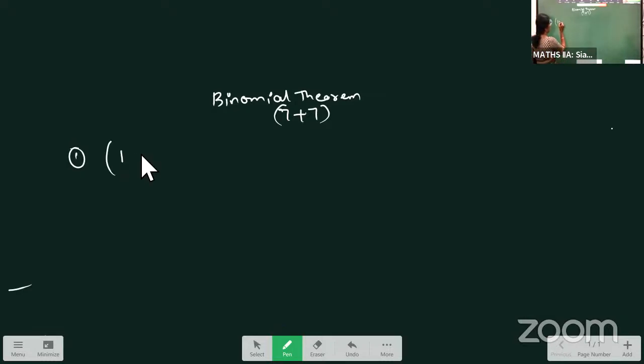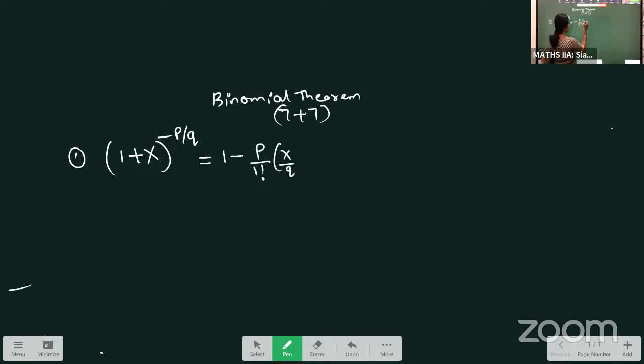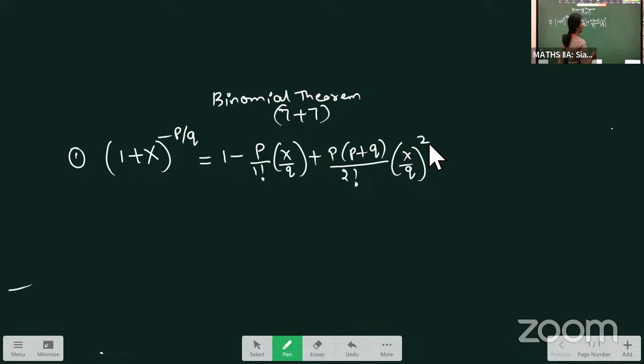The first one, (1 plus x) whole to the power minus p by q. The expansion goes like this: 1 minus p by 1 factorial into x by q, plus p into (p plus q) by 2 factorial into (x by q) whole square, and so on. For this question, we need only the first 3 terms. This is an alternate series.